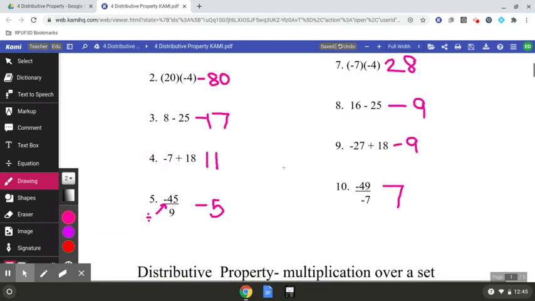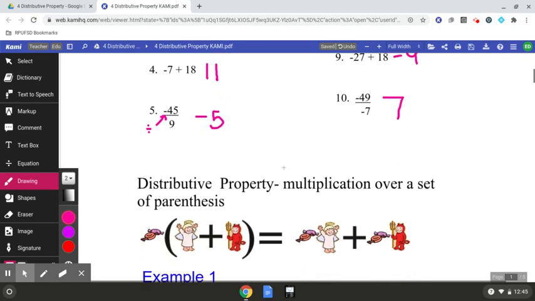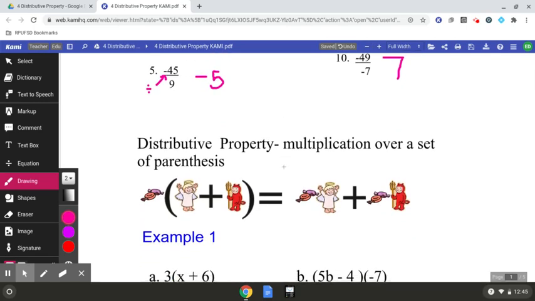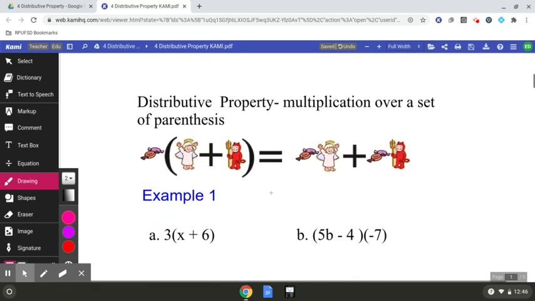So last week we did talk about the distributive property a little bit already. The distributive property says that you are multiplying over a set of parentheses. If you think about Halloween candy, you're standing at your door handing out candy to kids, and you have 2 kids come up to your door, one dressed as an angel, one dressed as a devil. You're going to hand candy to both children, right? So you're going to take that candy, right?